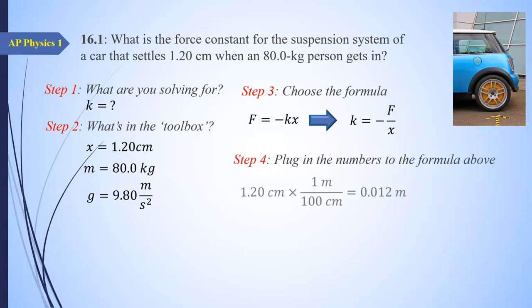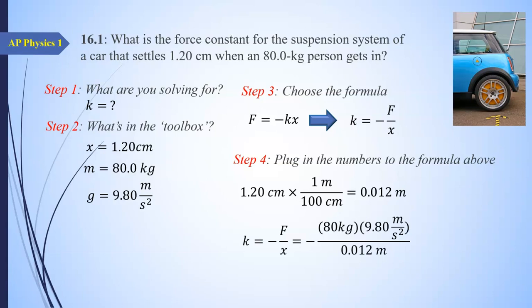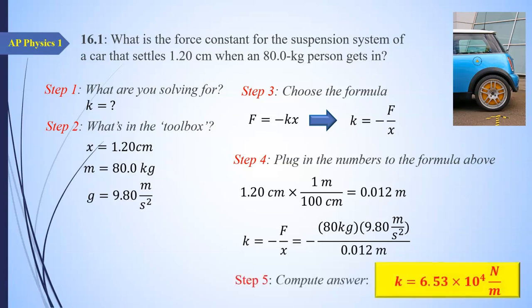So we plug in the numbers. First, we're going to convert from centimeters to meters. Everything has to be in meters when you deal with these types of problems. And there you have it. You plug in the kilograms times the gravitational acceleration will give you the force, that's the weight. And you have the X, the change of position, and that gives you a spring constant, or force constant they call it here, of 6.53 times 10 to the 4th Newton meters.